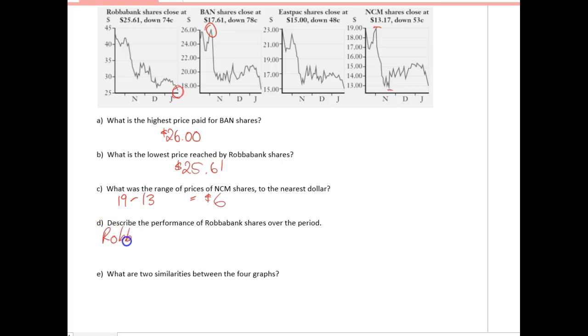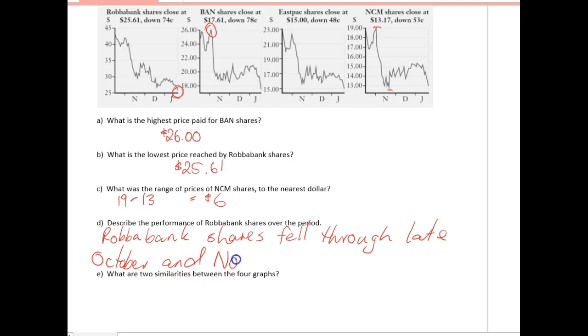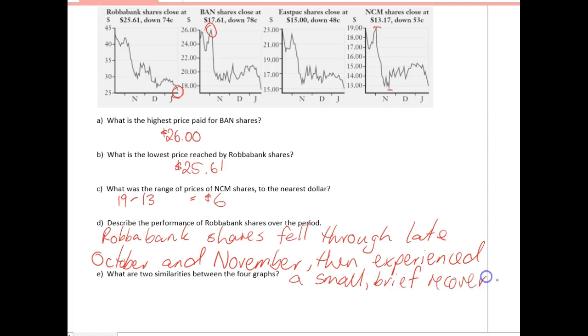So Robobank shares fell through late October and early November, then experienced a small, brief recovery, then fell again. Okay, now that's a bit of a description.